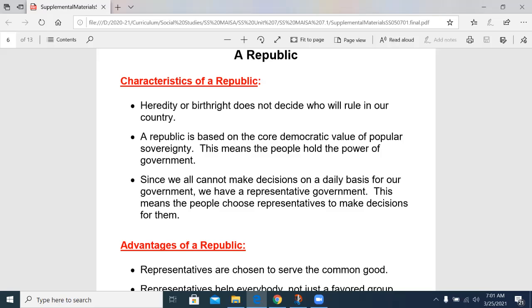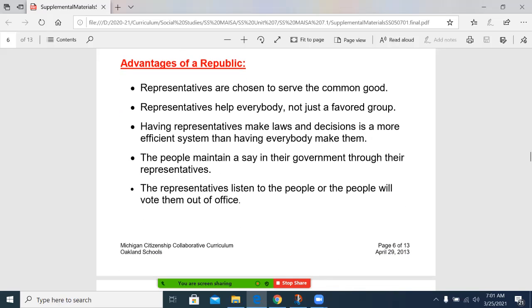Since we all cannot make decisions on a daily basis for our government, we have a representative government. This means the people choose representatives to make decisions for them. What are some advantages? They're chosen to serve the common good. Now, my view of the common good might be different than Mike in Biloxi or Mike in Richmond or Mike in Sacramento. But I can only worry about the people that I'm going to elect. Unless I, of course, want to donate to the campaign of whoever's running against the people I don't agree with.